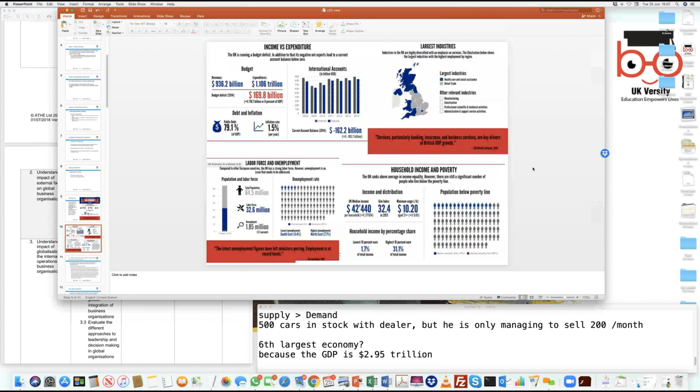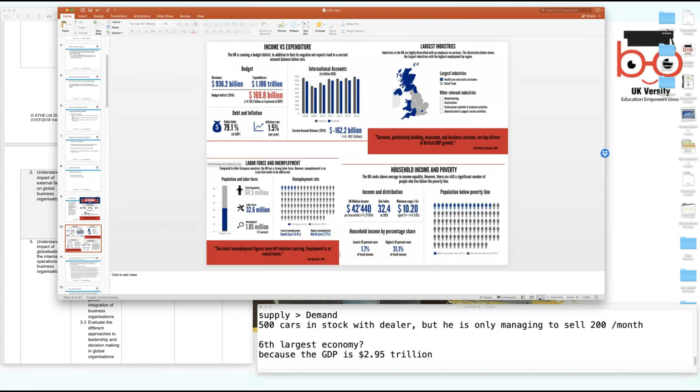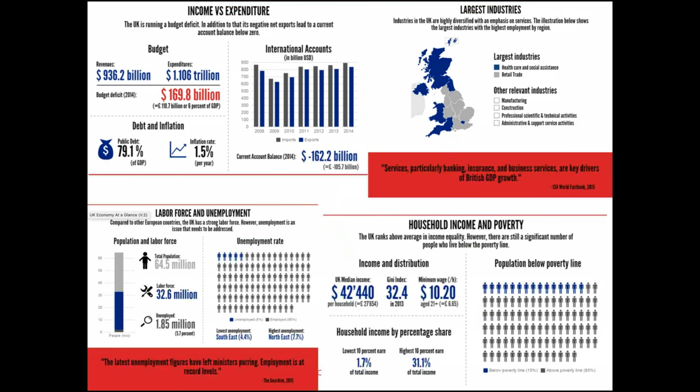Now, when you look at some other charts, just to get an idea of the UK economy, how much is income versus expenditure? The UK is running a budget deficit. What was deficit? When I explained deficit, deficit.